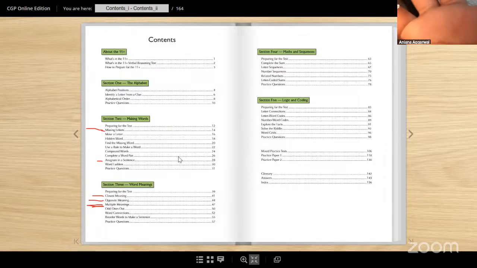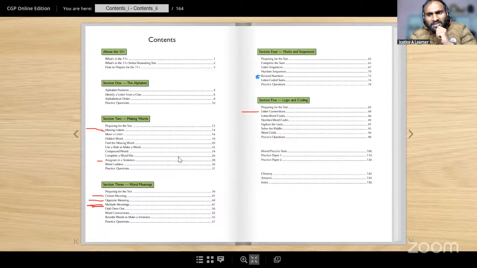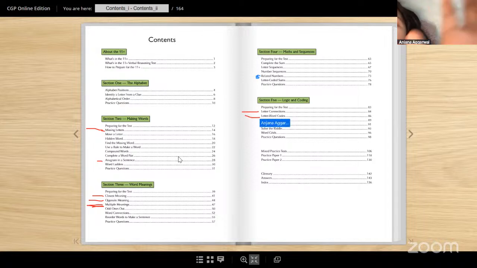Preparing, complete the. This is a blue dot. Related numbers. I've never heard of this. Letter connections. Little word code. Never heard of this. Maybe if I see the question, I'll understand.